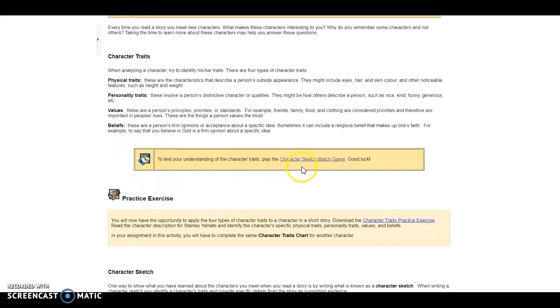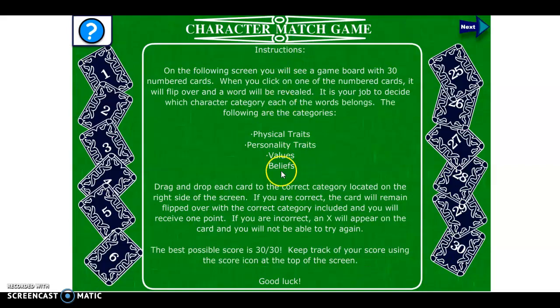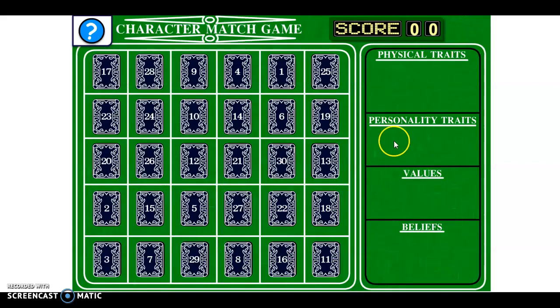Now, to test your understanding of these four different character traits, there's a character sketch match game. If you click here, you'll get an interactive game that'll open up. If you hit start, there are instructions, and I'll skip those. You can read those on your own, but I'll jump ahead. They're going to ask you to take these 30 cards and flip one over, in this case, friends, and then match it with either a physical trait, a personality trait, a value, or a belief.